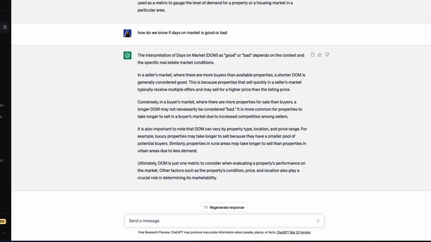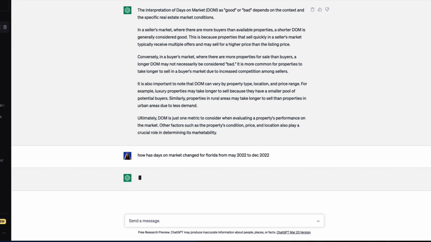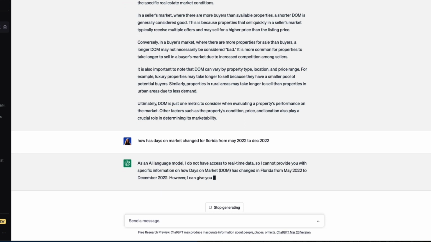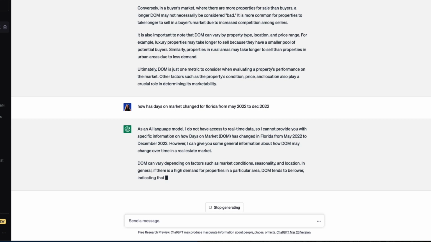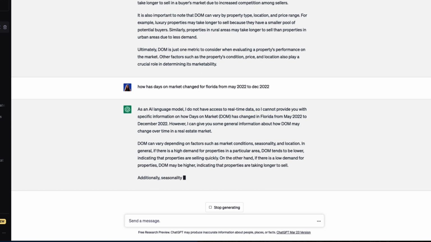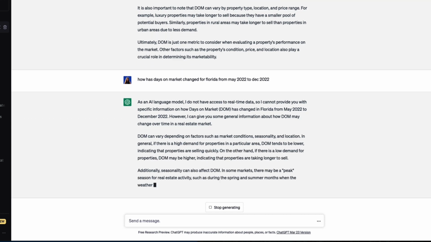But what if we wanted to ask more detailed questions and we say, hey, ChatGPT, how has days on market changed for Florida from May 2022 to, let's say, December of 2022? We want to get a little bit more detailed information on real-time data. However, ChatGPT is not able to do so here. It just gives us general information about days on market as we already know.